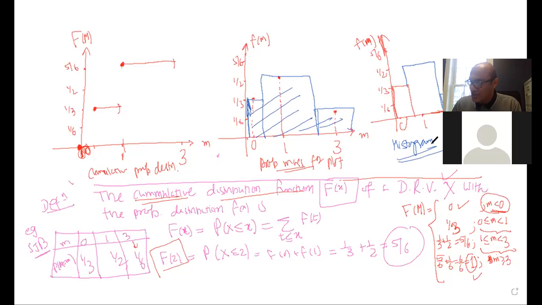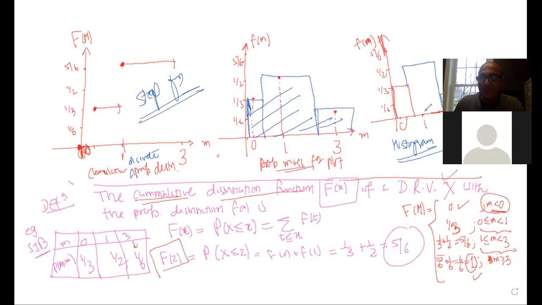This is the histogram. The cumulative discrete distribution is always a step function, and this is the histogram. So your f(x) will provide you the histogram, or you can say the dotted line, but the cumulative distribution will always provide you the step function. Please keep this in mind.